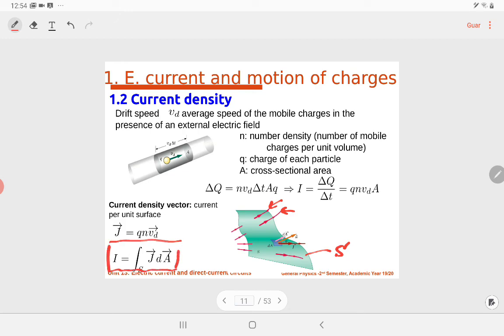Okay. So if we simplify things and say that S is just this area A and that the current density is uniform, then in this simple case of the wire, again we would have that I is equal to J times A. Okay. But in more general terms, we can just use this expression, which is using the integral.